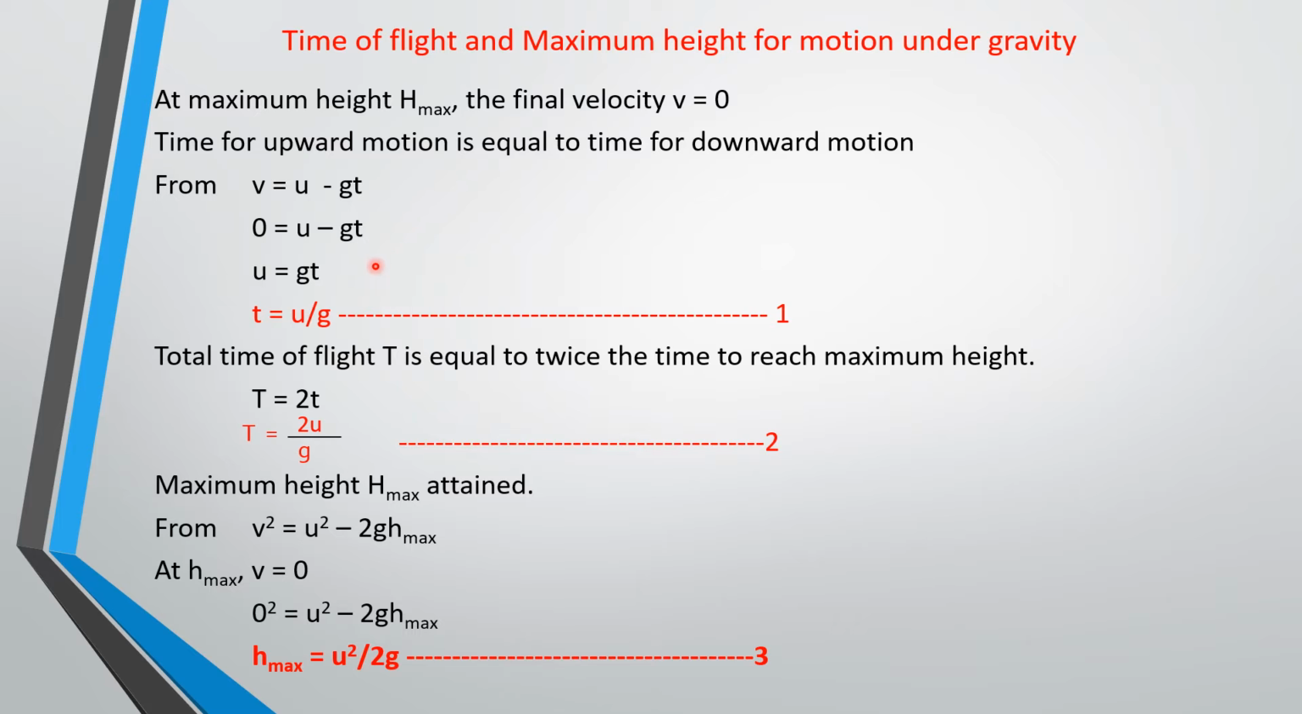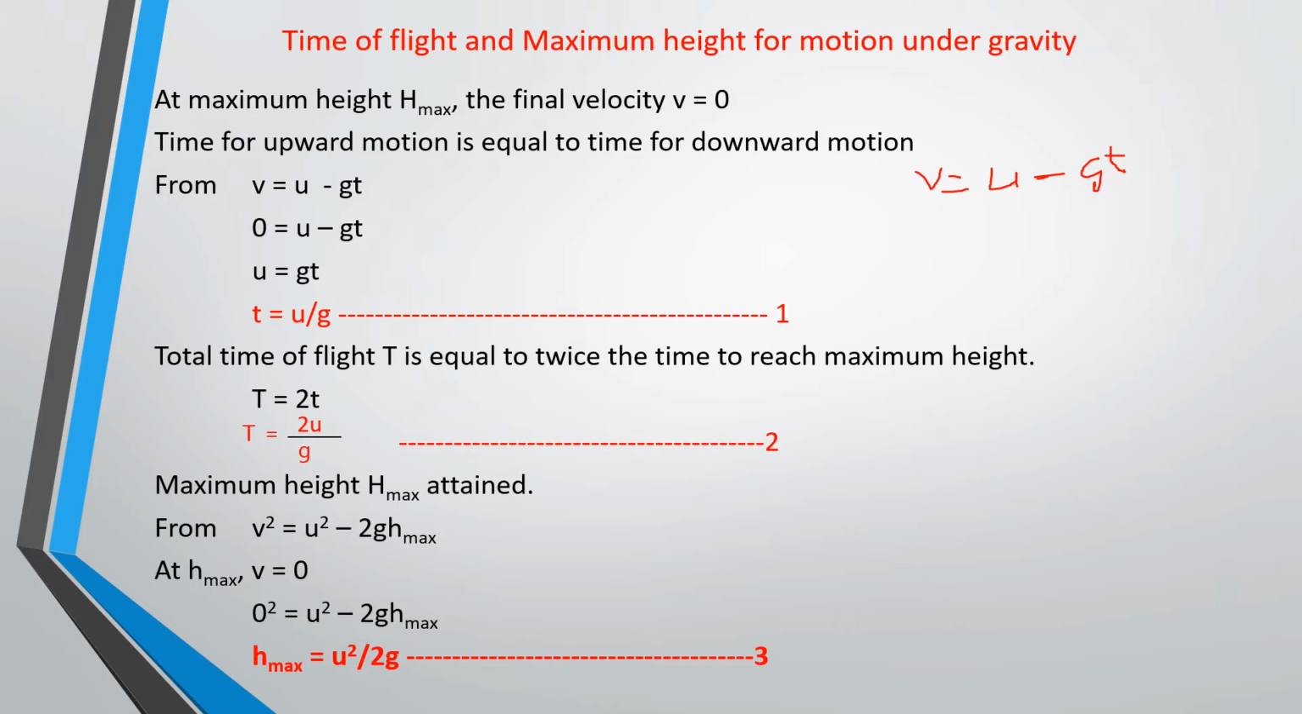As I said before, at maximum height, final velocity is equal to 0. So if you want to find the time to attain maximum height, at maximum height, final velocity is equal to 0. So the initial velocity of projection is u. So we just use the first equation. That's the first equation. v is equal to u minus gt. Know the sign. The body is going upwards, right? So that's why g is negative.